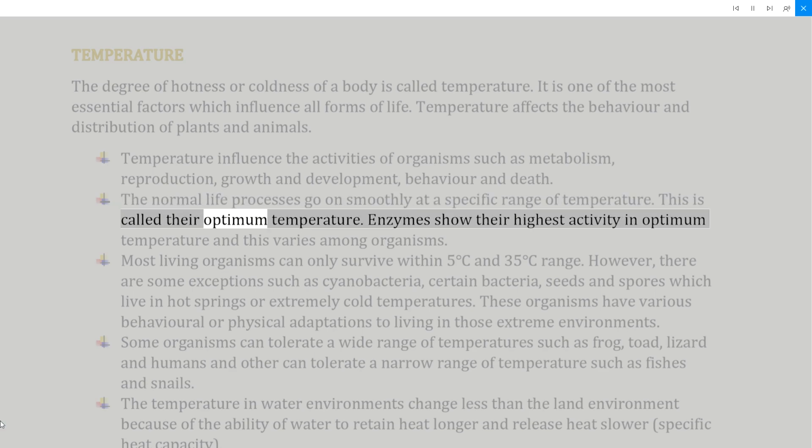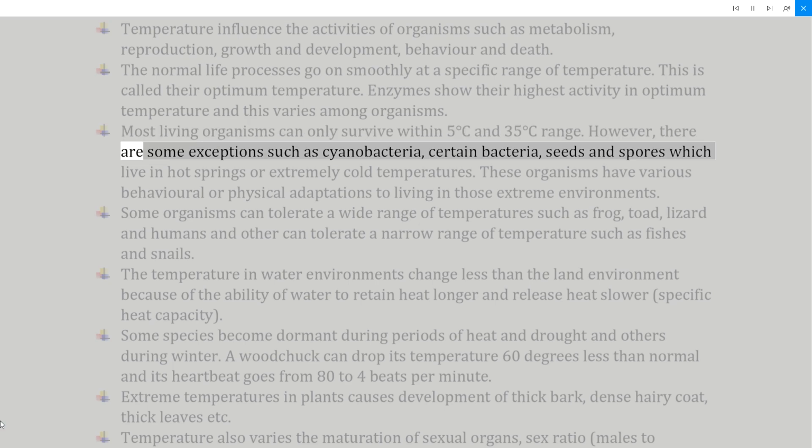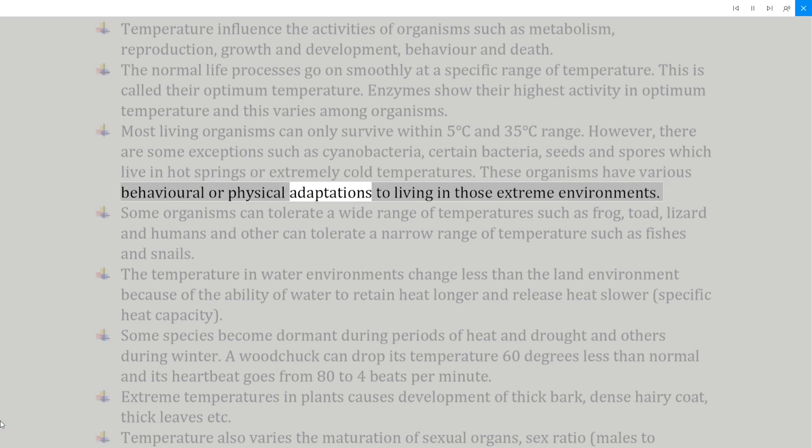This is called their optimum temperature. Enzymes show their highest activity in optimum temperature, and this varies among organisms. Most living organisms can only survive within 5 degrees Celsius and 35 degrees Celsius range. However, there are some exceptions such as cyanobacteria, certain bacteria, seeds, and spores which live in hot springs or extremely cold temperatures. These organisms have various behavioral or physical adaptations to living in those extreme environments.